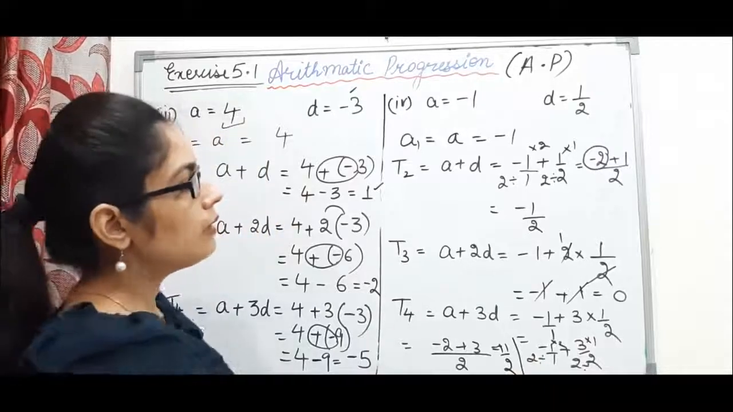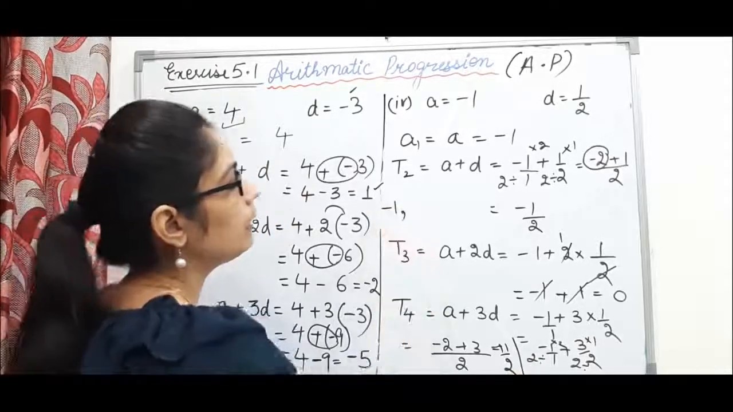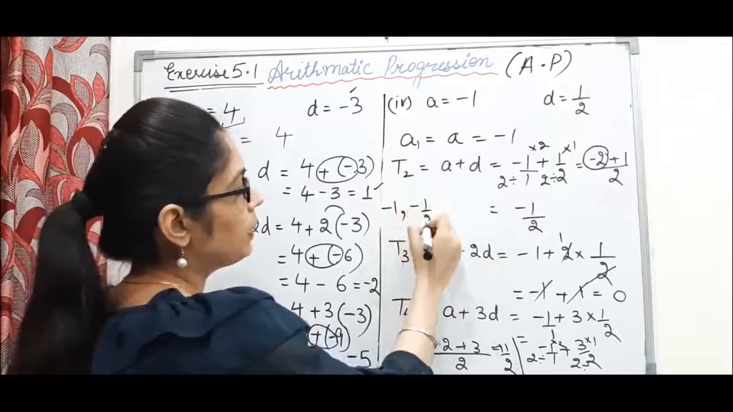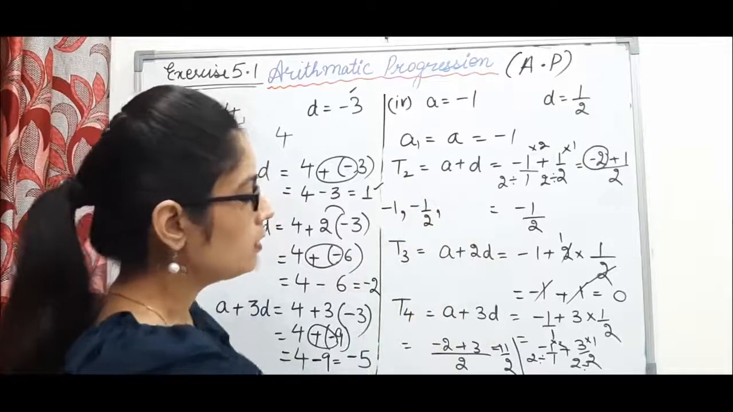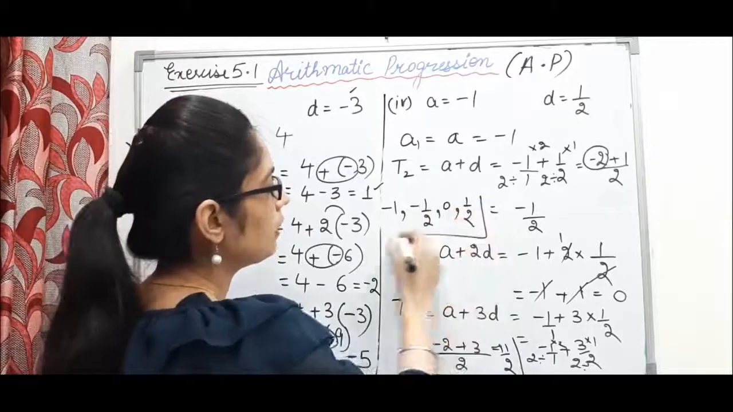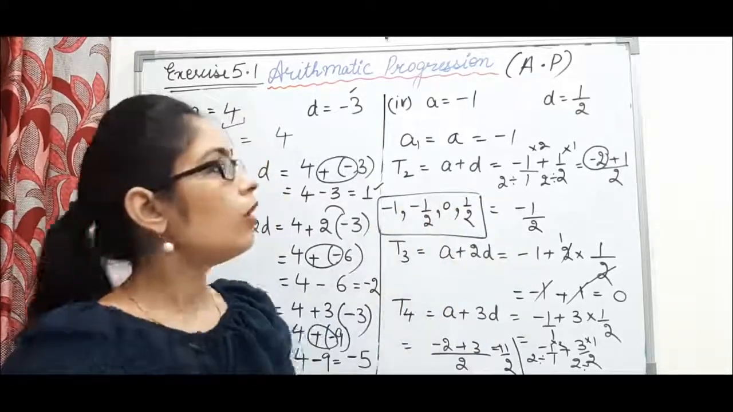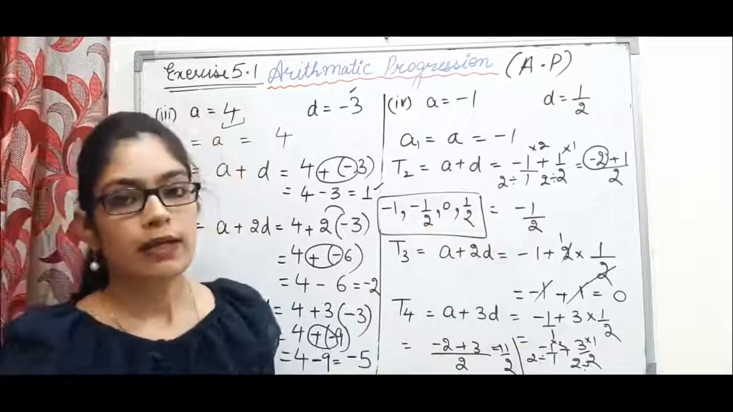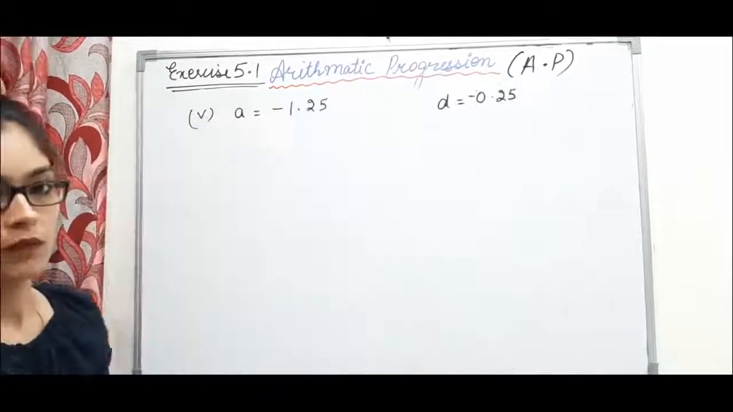So, if we write the terms, the first term is minus 1, the second term is minus 1 by 2, the third term is 0, the fourth term is plus 1 by 2. So, these are the first 4 terms of this sequence. Now, let us do the fifth part of this one.